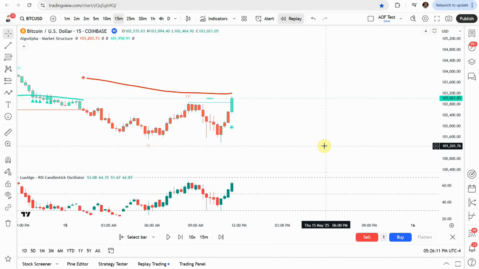Alright, as I said, today we will be looking at a reversal trading strategy. And so the source video says the perfect indicator for trading reversals, RSI Candlestick Oscillator. And so we're going to put this to the test and see what we can get out of it.